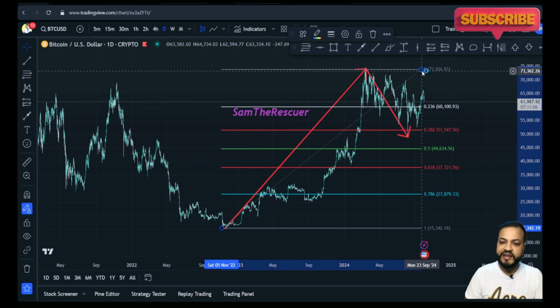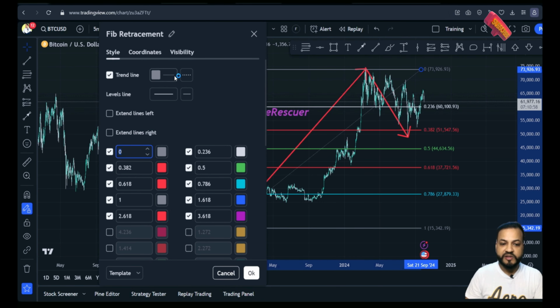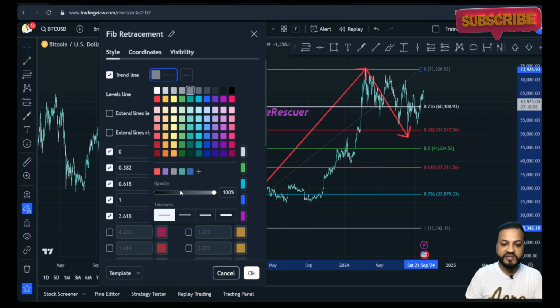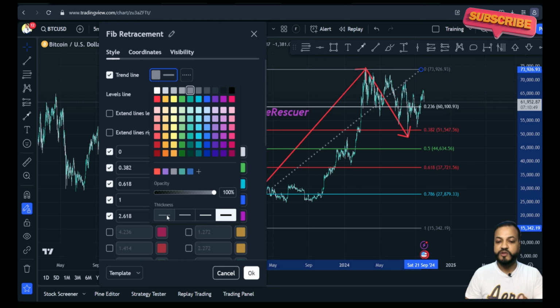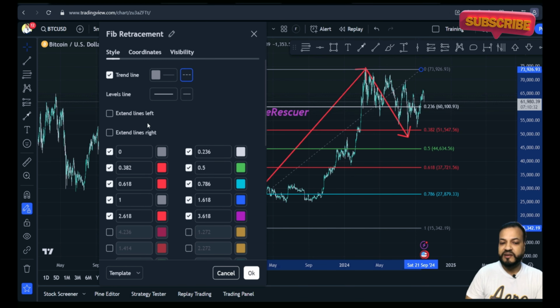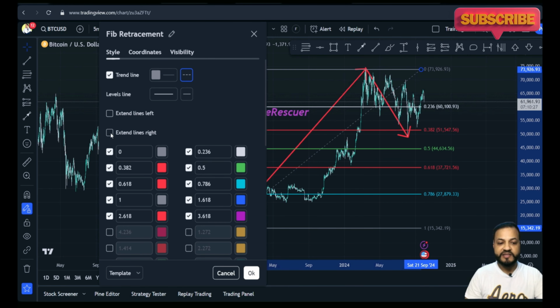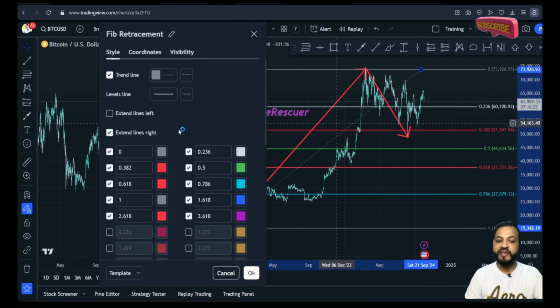Let's get into the settings first. Settings, the style, you can keep it the trend line. The trend line means this middle line. If I make it darker, you can see it. You see this dotted line. You can remove it, but I'd prefer that you keep the dotted line, because if there are multiple Fibonacci, you'll get confused about which Fibonacci is where. Keep it, but as a thin line, and the extended lines left and right don't make that big a difference.